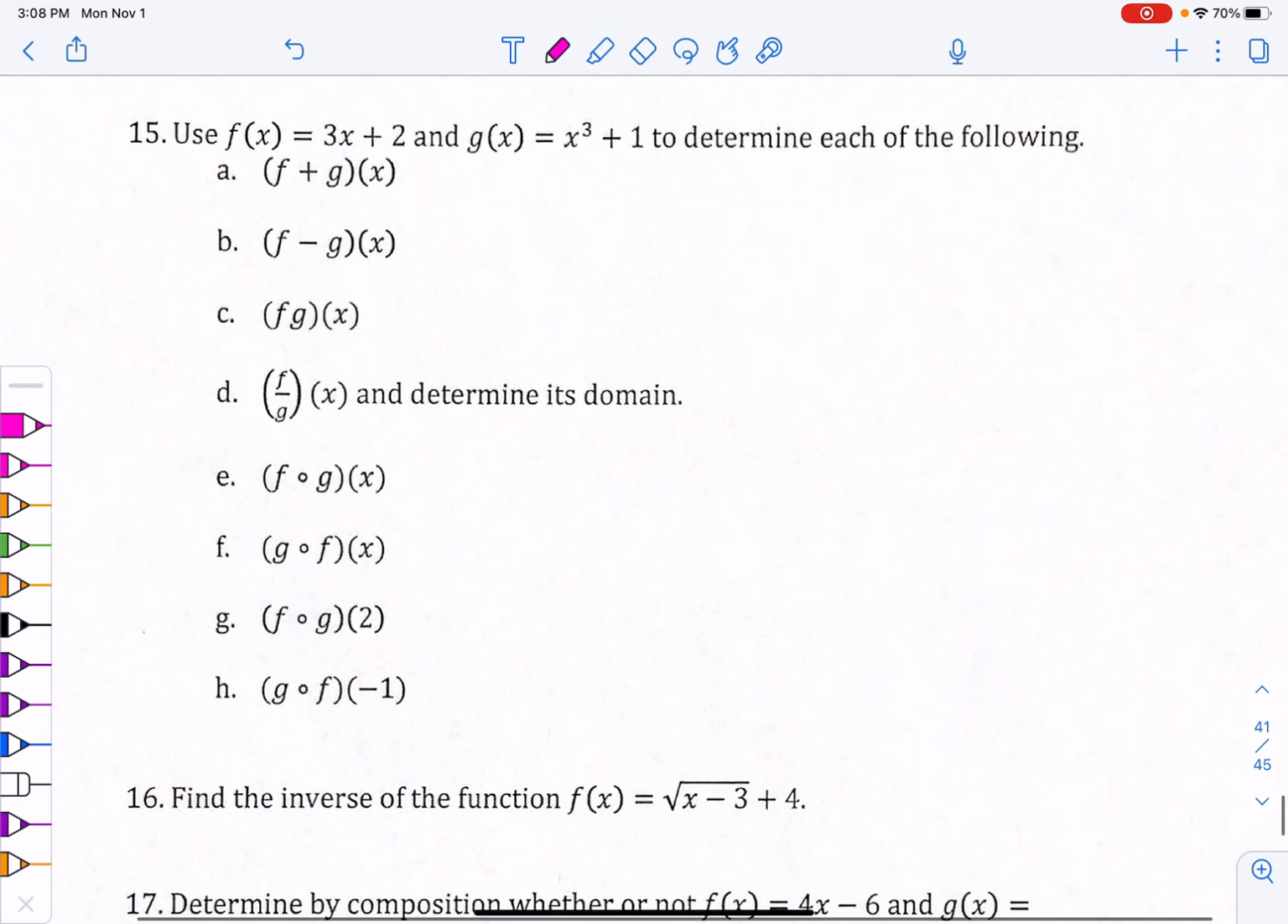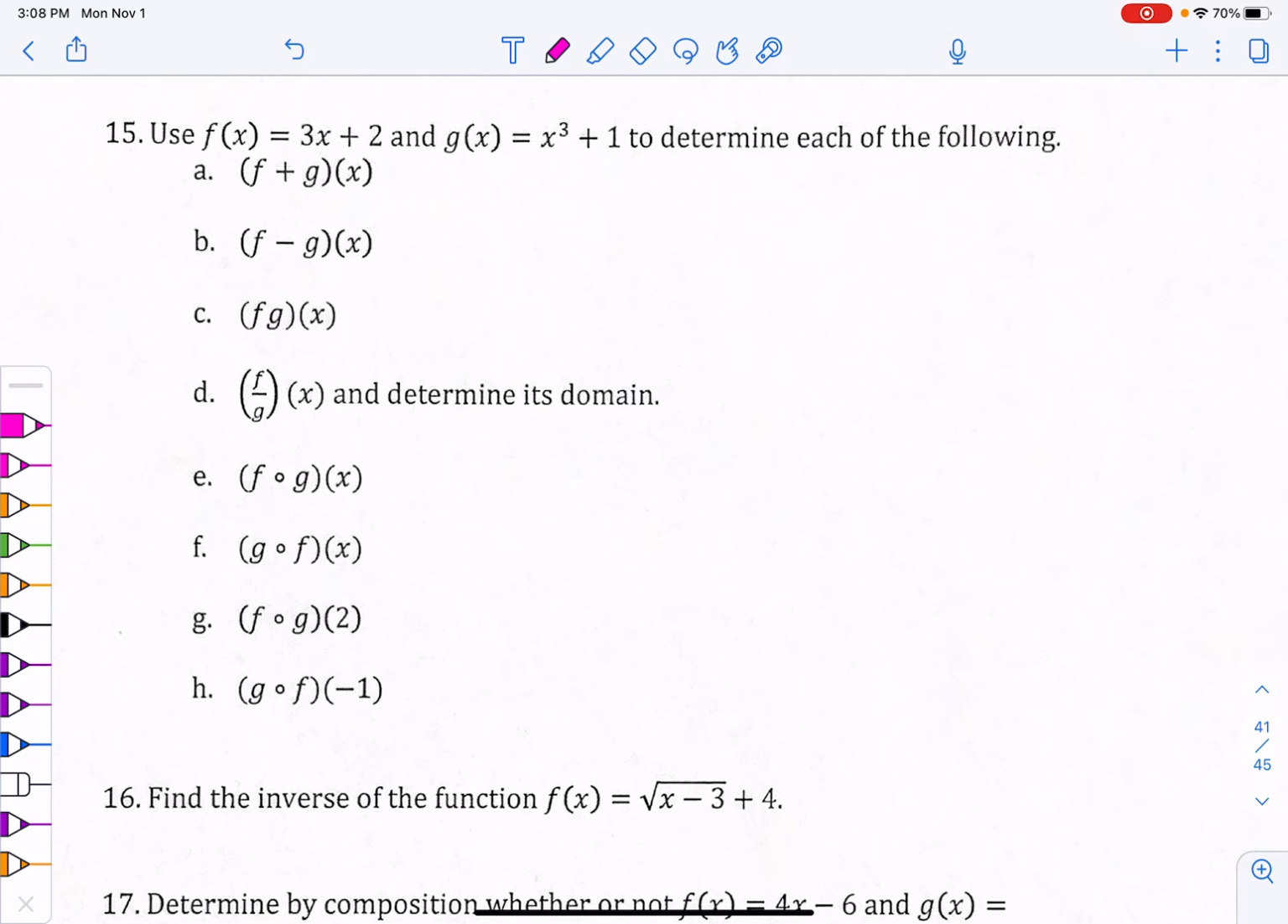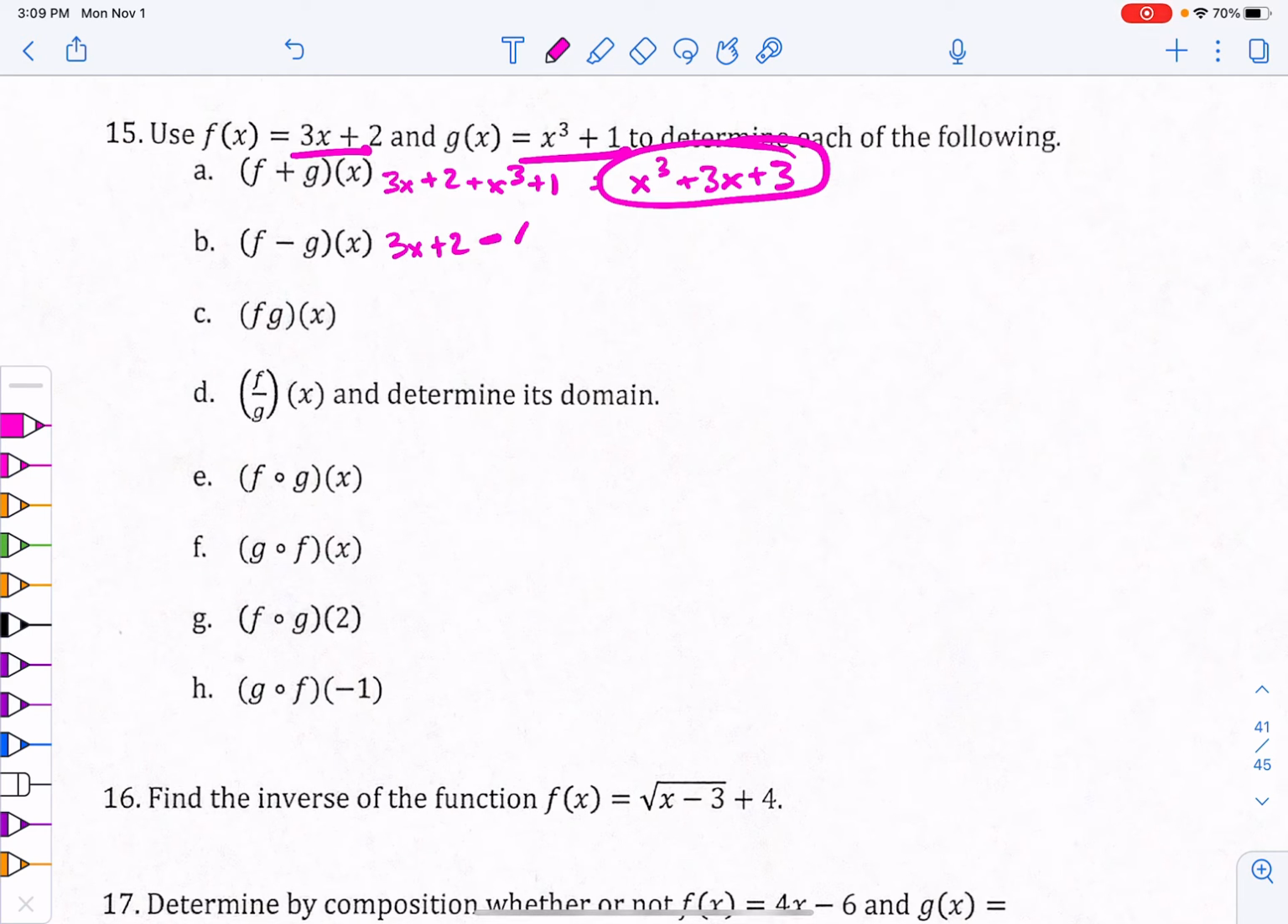All right, 15. Oh, heavens to Betsy, we got lots of stuff going on here. All right, so we have two polynomial functions that we're adding together to start with. So we have 3x plus 2 plus x cubed plus 1, and then we just combine like terms and put them in order. So x to the third is going to come first, plus 3x plus 3, and that's all you can do with that one. Okay, second one, f minus g, so we've got 3x plus 2, but then we're subtracting, and I'm going to put this second guy in parentheses because we have to distribute the negative. So this would really be minus x to the third minus 1. So we've got negative x to the third plus the 3x is going to go next, and then plus 1. That's what it will look like.